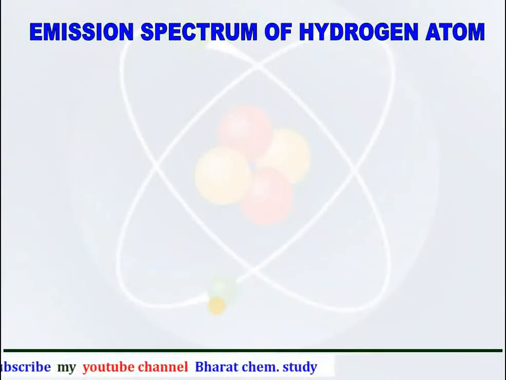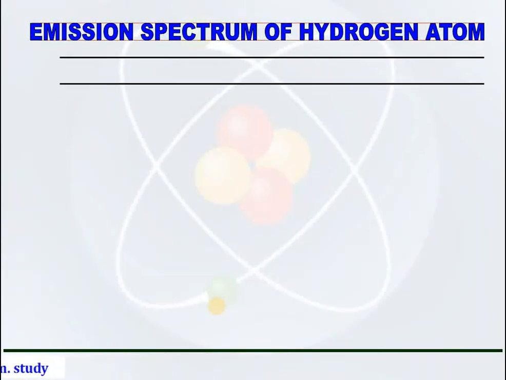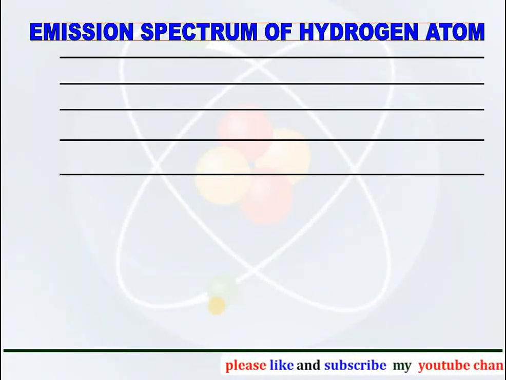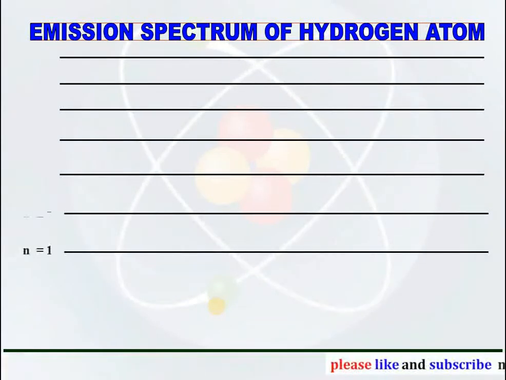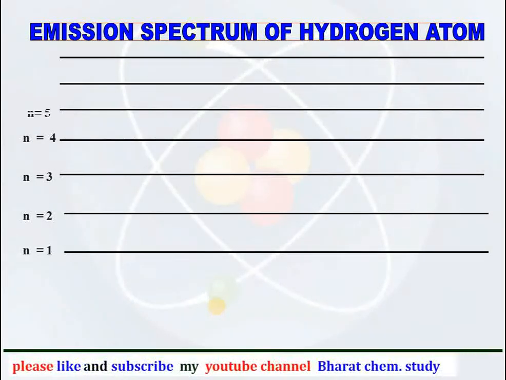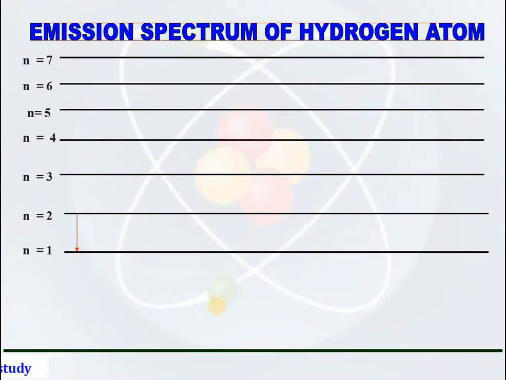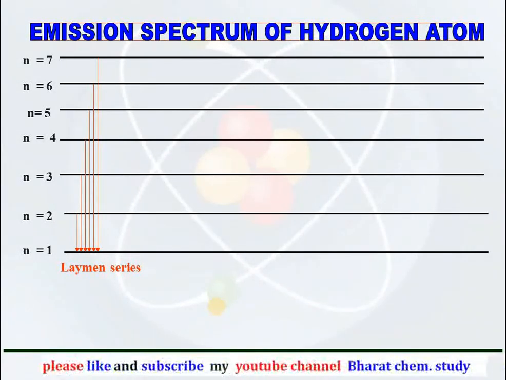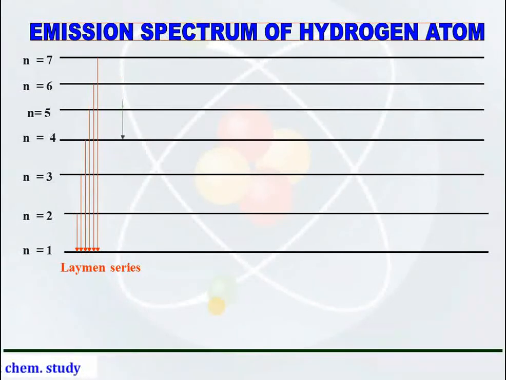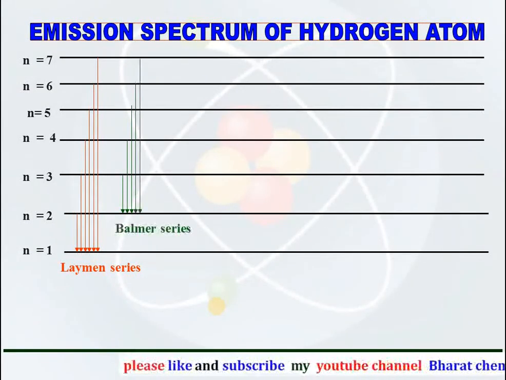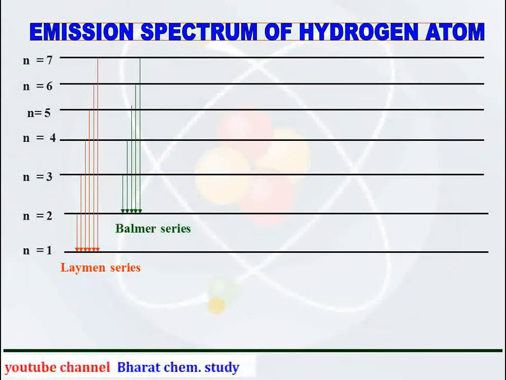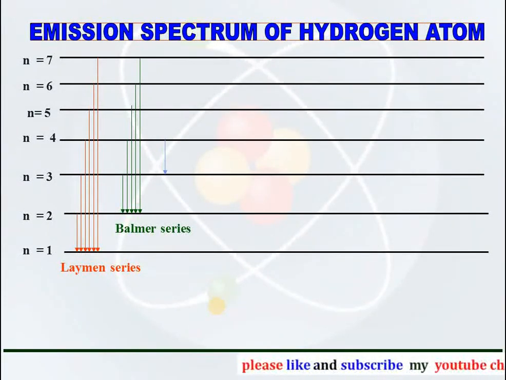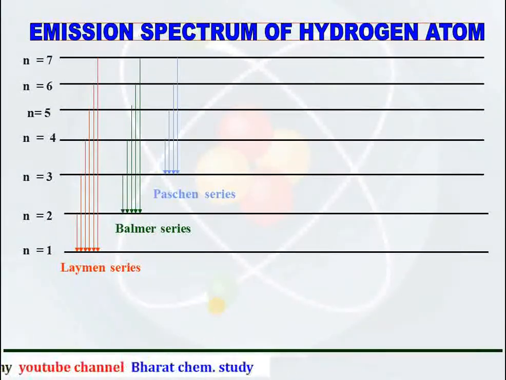Let's try to understand this by an animation. Here we are representing the various shells by straight lines so that we can understand how the electron falls. This is the first shell, second, third, fourth, fifth, sixth and seventh shell. Whenever an electron falls from any shell but comes back to the first shell only, this series is called Lyman series. When the electron falls from any shell to only the second shell, the series is called Balmer series. Similarly, when it comes back only up to the third shell, the series is called Paschen series.